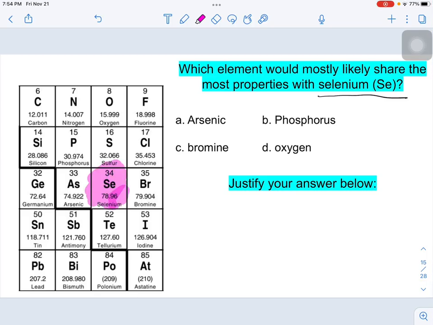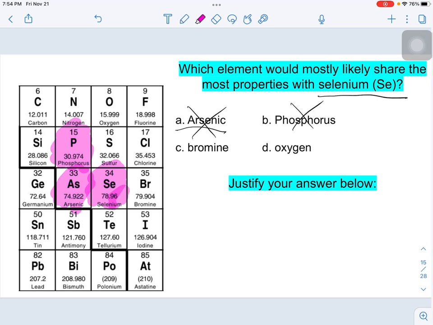Okay, I just highlighted selenium. So our first answer choice is arsenic. It says A. Well, let's locate arsenic on the table. Arsenic is to the left of selenium. Yes, it touches it. It's right by it, but it's not in the same group. So arsenic is not the right answer. Let's look at B, phosphorus. Phosphorus is touching selenium, but once again, it is not in the same group. So phosphorus is not the right answer.